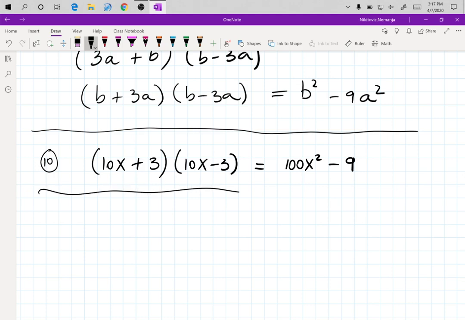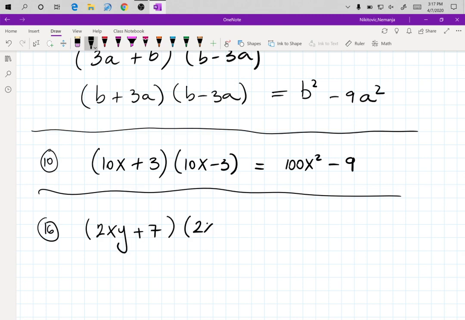Problem 16 says 2xy plus 7 times 2xy minus 7. I'll give you a few moments to try this on your own right now.